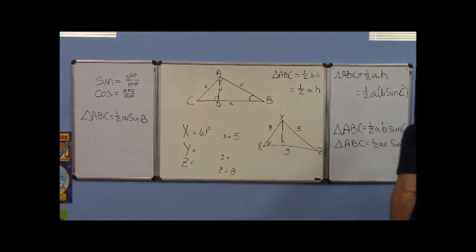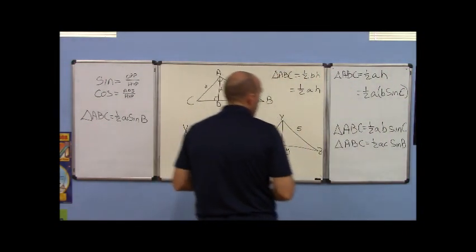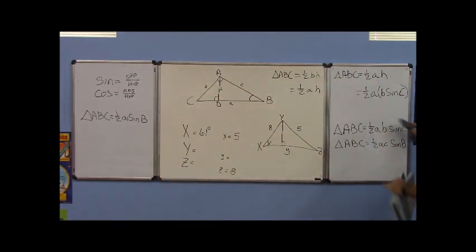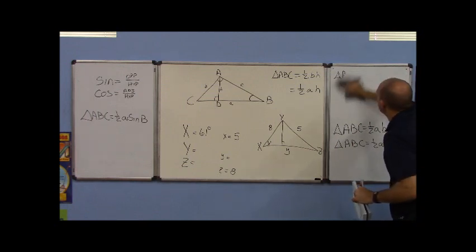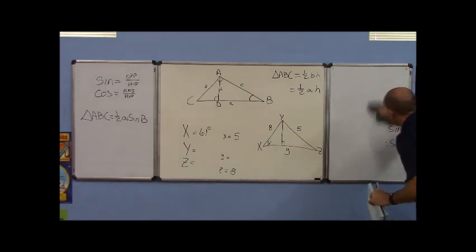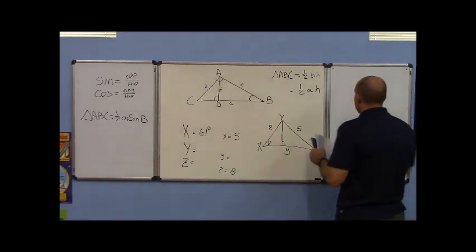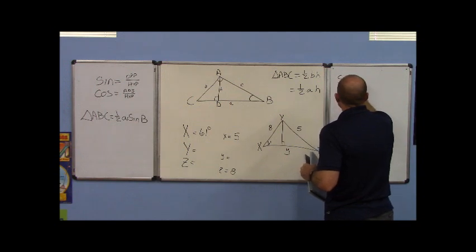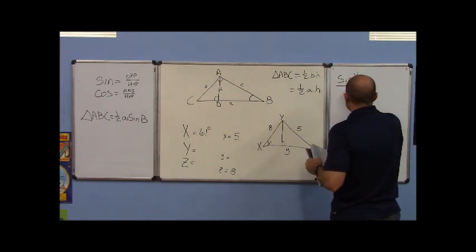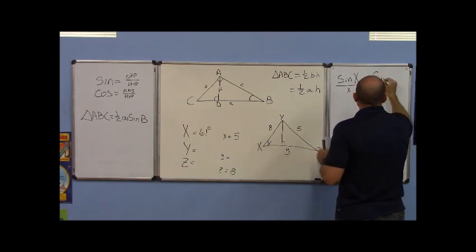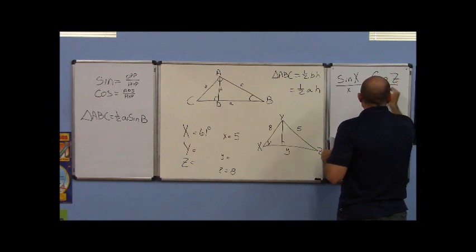So here we can take, and this board is getting full. Does everybody have this written down here? Because this is getting confusing with all this stuff up here. So, we can take the sine of x over side x, and that will equal the sine of z over side z.